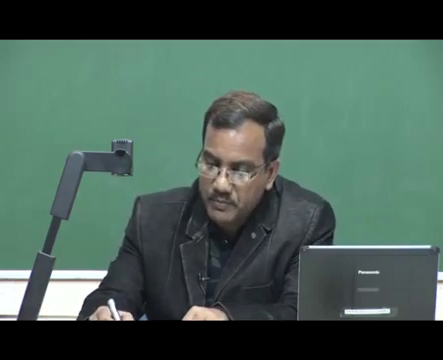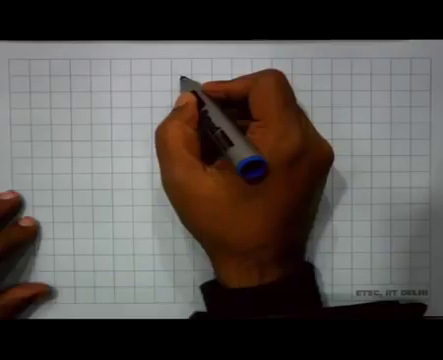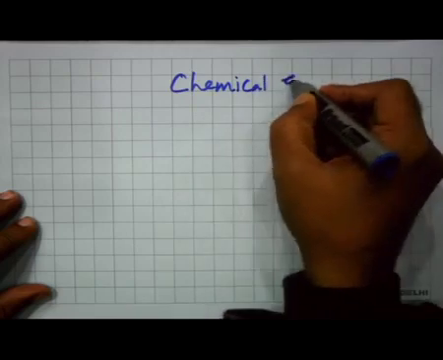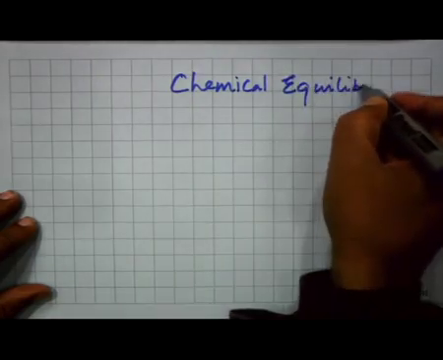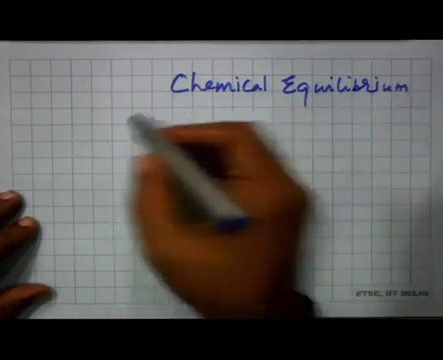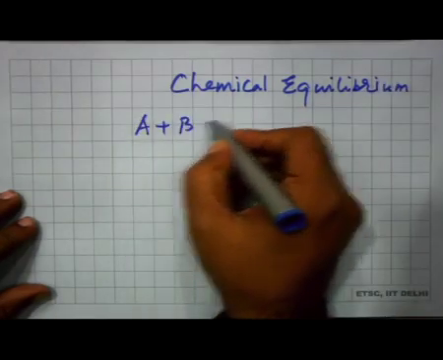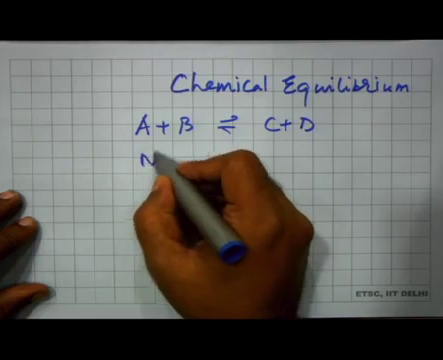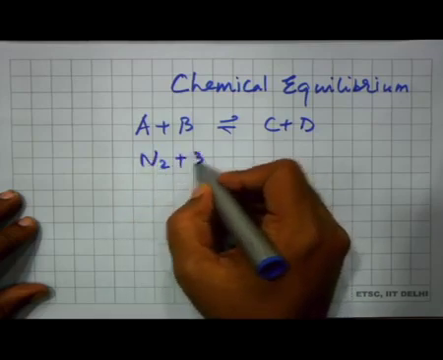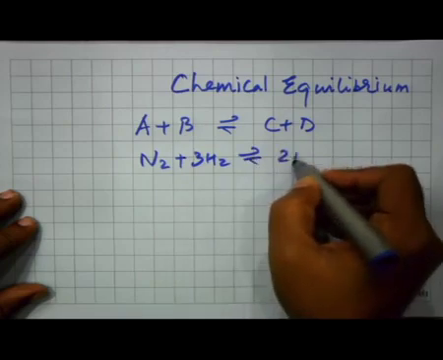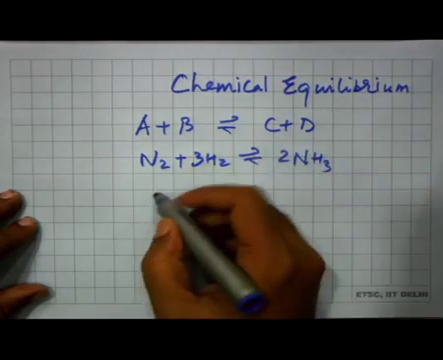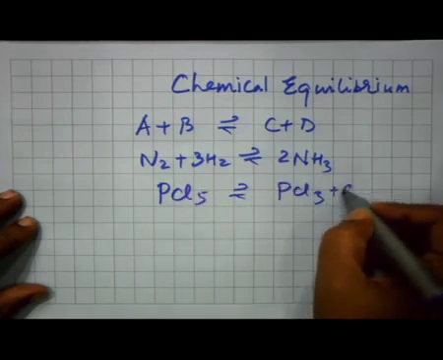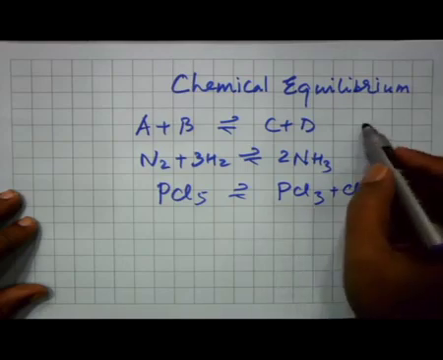Now, chemical equilibrium. Till now we have discussed physical equilibrium. Now, we can discuss chemical equilibrium. You can take any chemical reaction, A + B going to C + D. For example, formation of ammonia, N2 + 3H2 giving you 2NH3. You can look at dissociation of PCl5 into PCl3 + Cl2. These are the cases of chemical equilibrium.